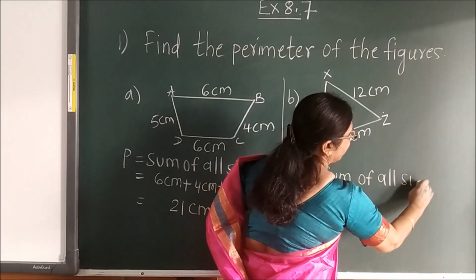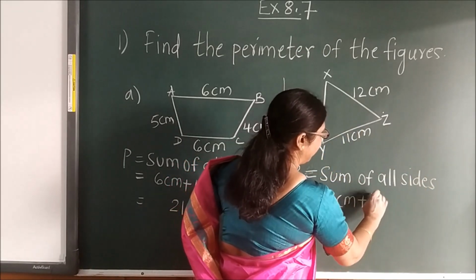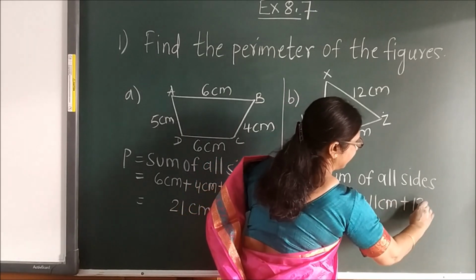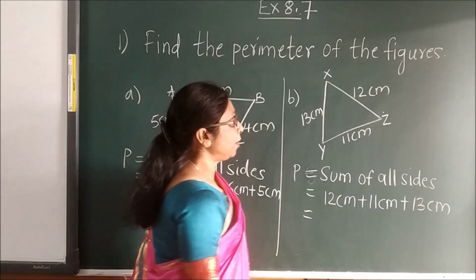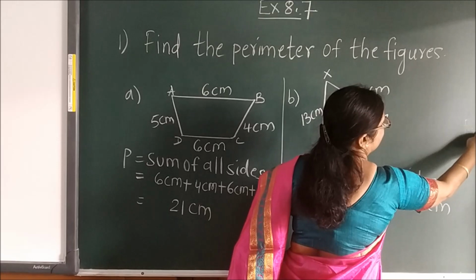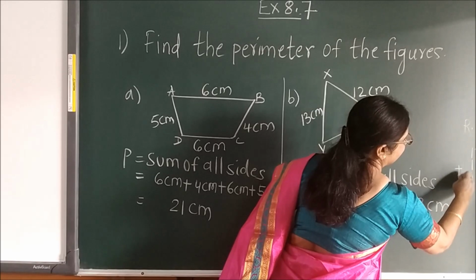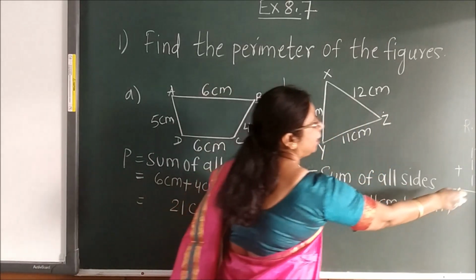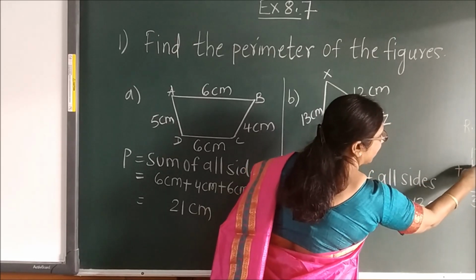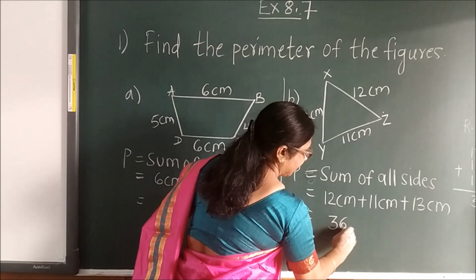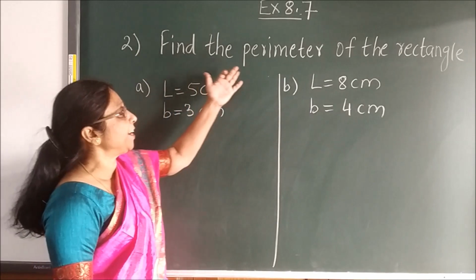All the sides you will write. 12 centimeter, 11 centimeter and 13 centimeter. Then you will carry out the addition. If there is a big number, you can carry out rough work like this, children, and if you carry out this type of addition, there is less chance of making a mistake. 3 plus 1, 4, 5, 6 and 1 plus 1 plus 1, 3. So 36 centimeter. Clear?